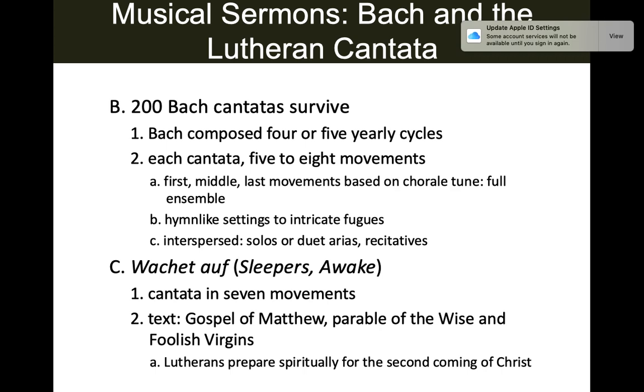So we're going to look at Sleepers Wake, which is one of Bach's famous cantatas, in 7 movements. The text comes from the Gospel of Matthew, and it's the parable of the wise and foolish virgins. And if you're unfamiliar with the story in the Gospel of Matthew, basically it's a parable told by Jesus about the second coming of Christ.